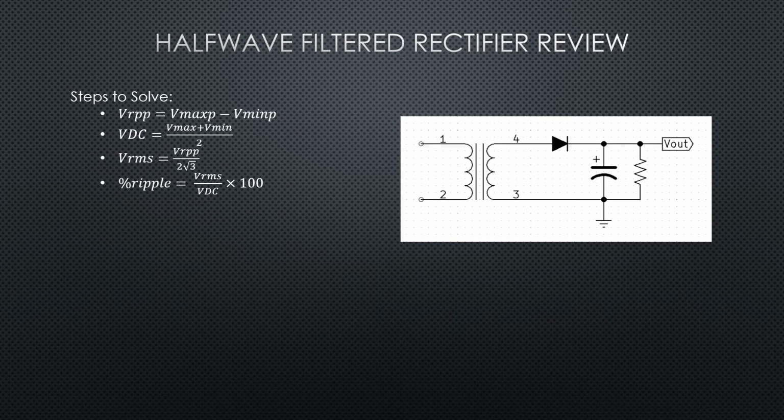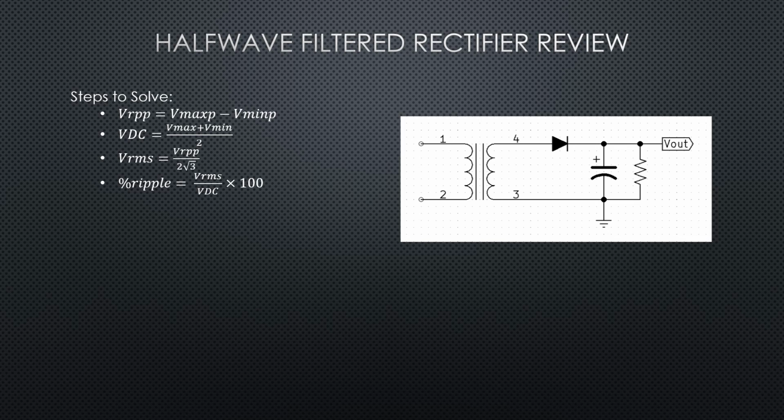All right, so now that you've got V max and V min, you can find V ripple peak to peak by subtracting V min from V max. You can find the VDC, which is the average of those two voltages. So we're going to add Vmax to Vmin and then divide that by 2.